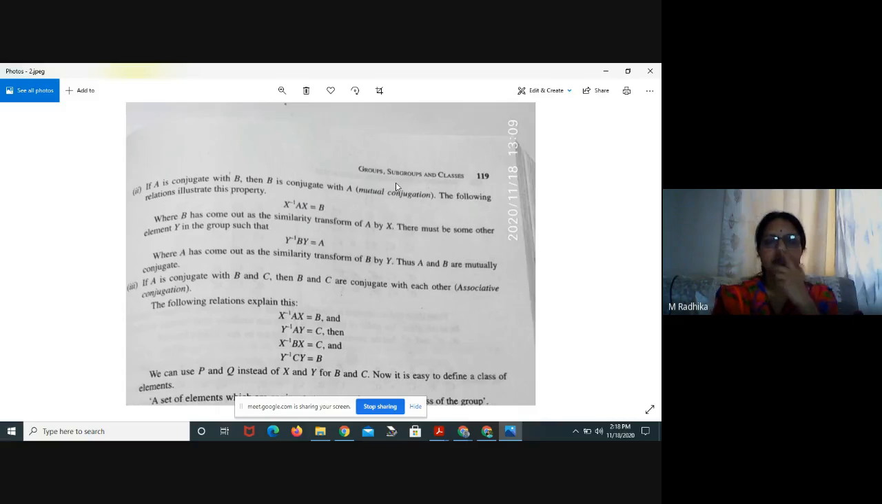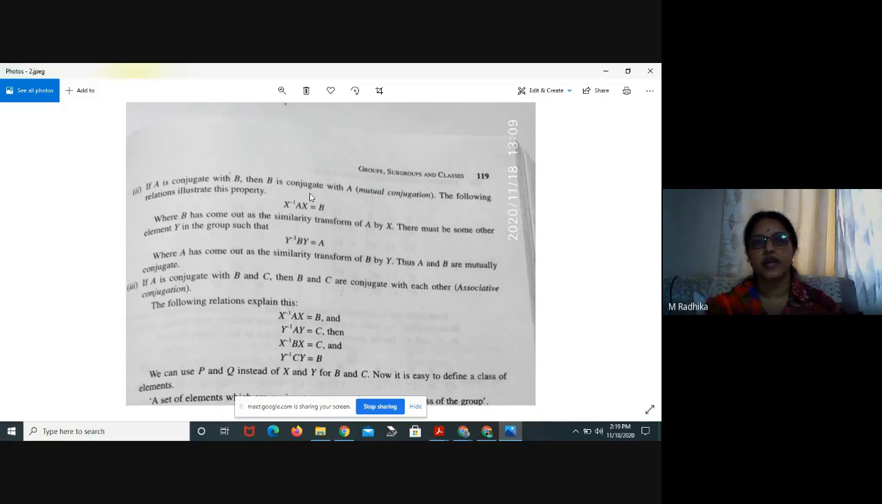I will tell that if I do the product, inverse of x, A and x, is B, then B has come as a similarity transformation of A by X. So this is a product that is obtained by the similarity transformation of A by X. Then I said mutual conjugation, right? If A is conjugate of B, B should also be a conjugate of A.